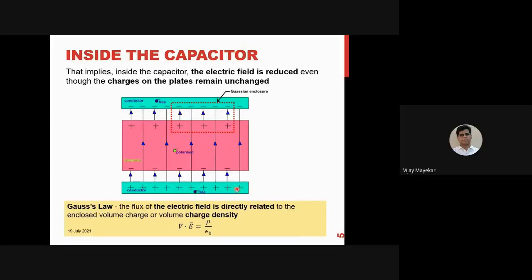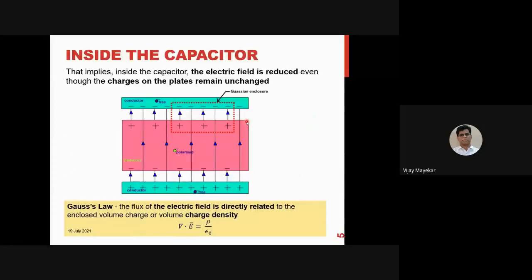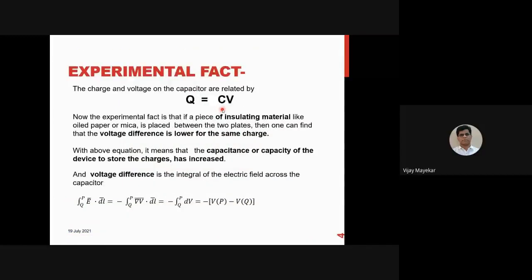So when I go for the same Gaussian enclosure, I could see that some of the charges are not compensated. In the earlier case, I got 5 charges, whereas in the second case, I get 2 net charges within this enclosure. So this is one point I'm considering.